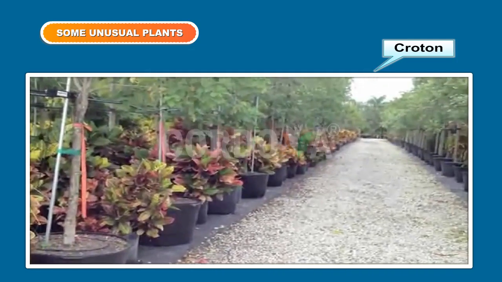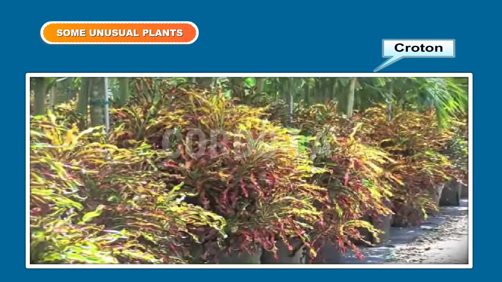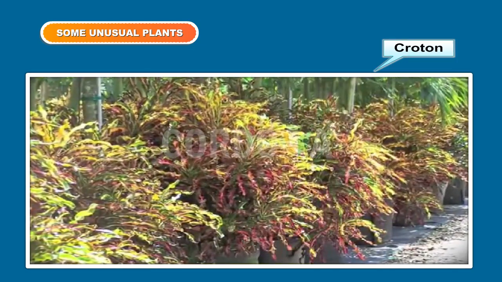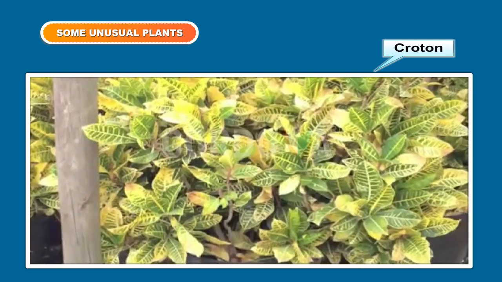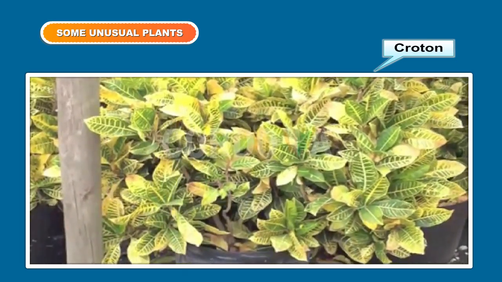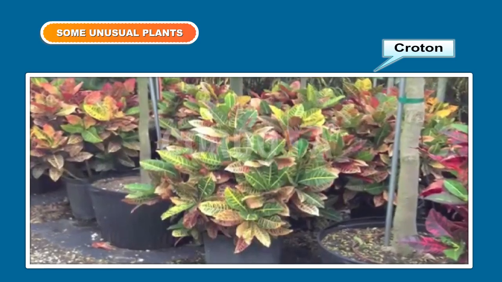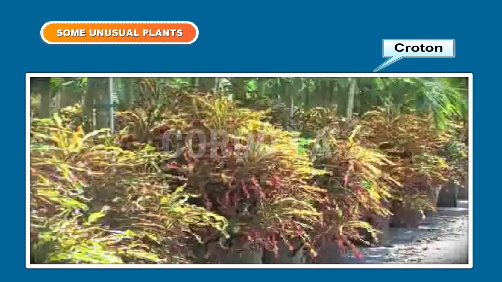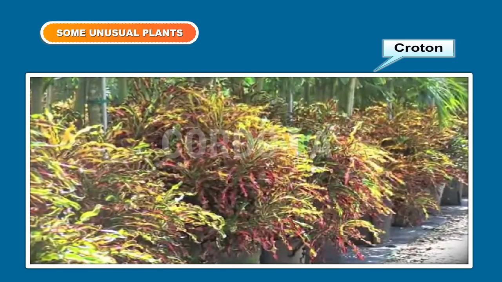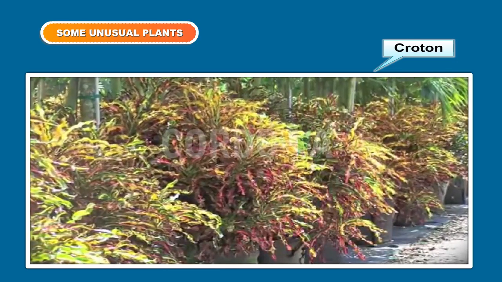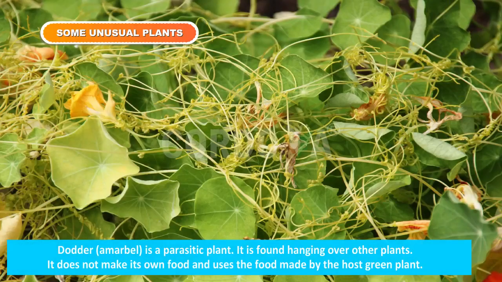The leaves of some plants like croton have chlorophyll, but they appear dark red in color. This is because the red pigment present in them hides the green color of the chlorophyll. So, such leaves can also make food by the process of photosynthesis. Dodder, amarbel, is a parasitic plant. It is found hanging over other plants. It does not make its own food and uses the food made by the host green plant.